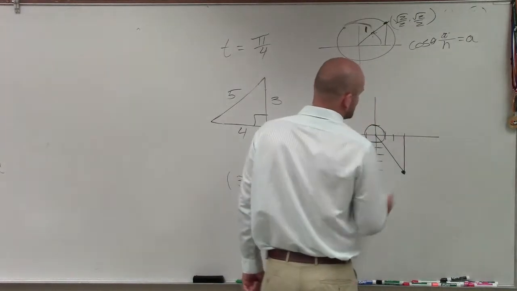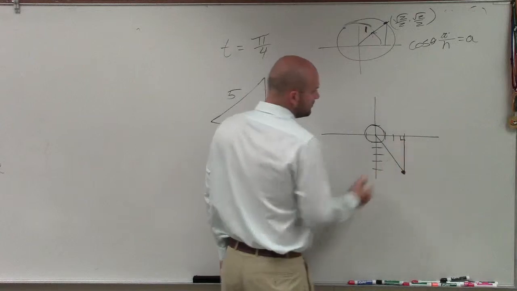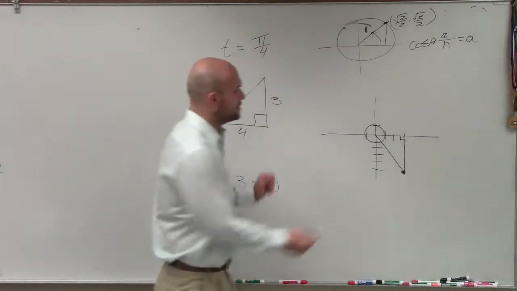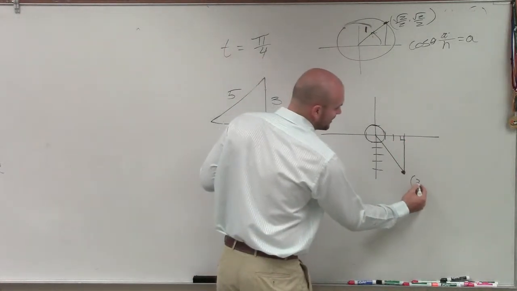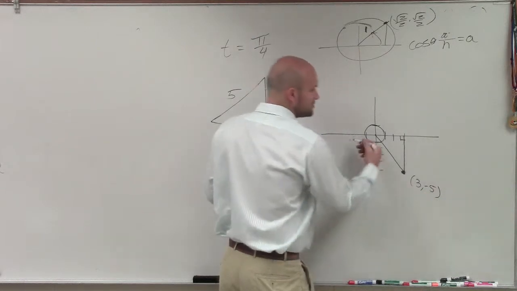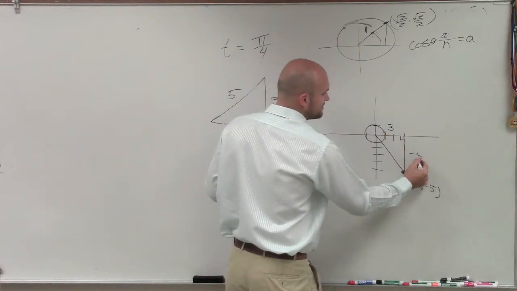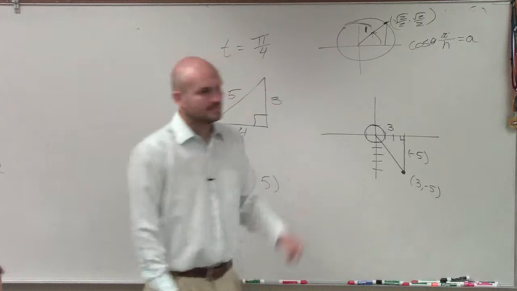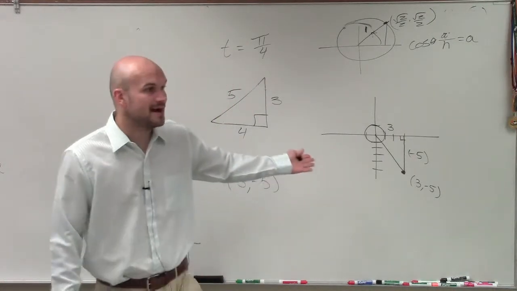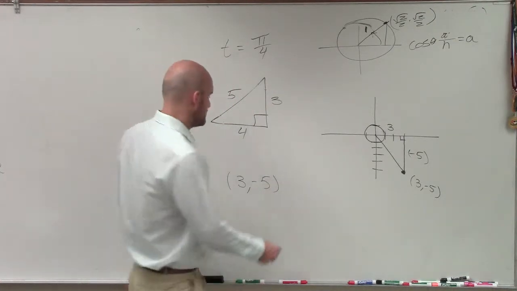So I'm just going to draw that up there, make that a right angle. And I know that this distance, remember, here's the point, 3 comma negative 5. So this is my x. This is my negative 5. Right? And then can I still find my hypotenuse? Yeah, just use Pythagorean theorem again.